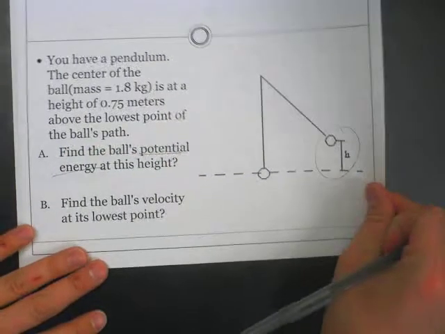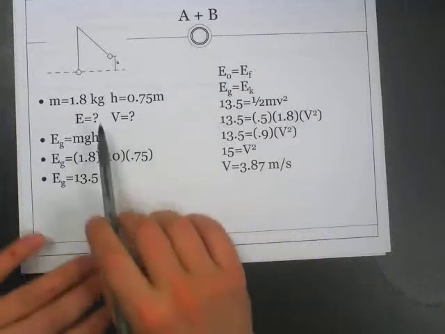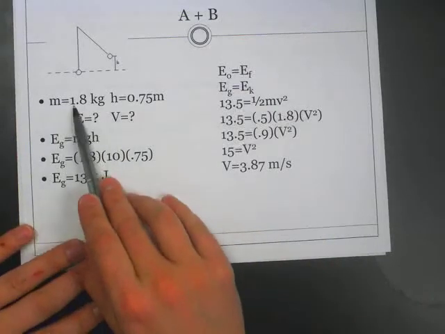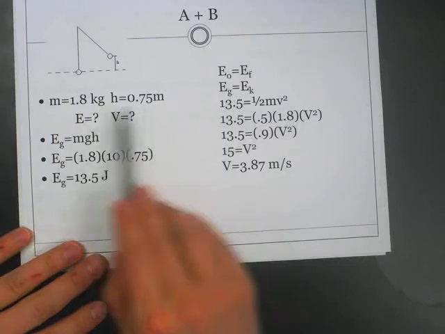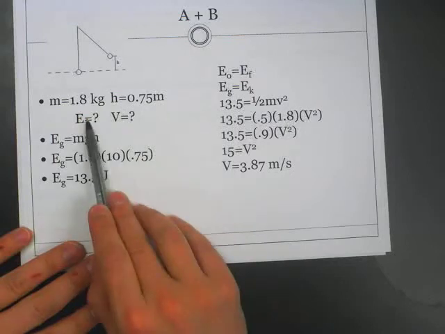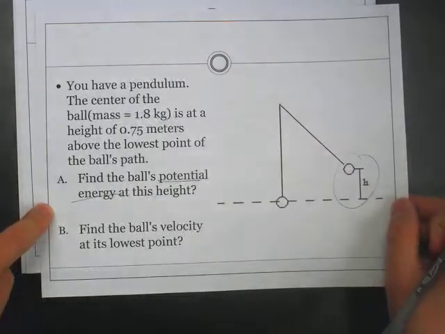Okay, well, for the first half, we're just looking at m is 1.8, h is 0.75, E is our question mark. That's for A. Okay, for part A: find the ball's potential energy at this height.